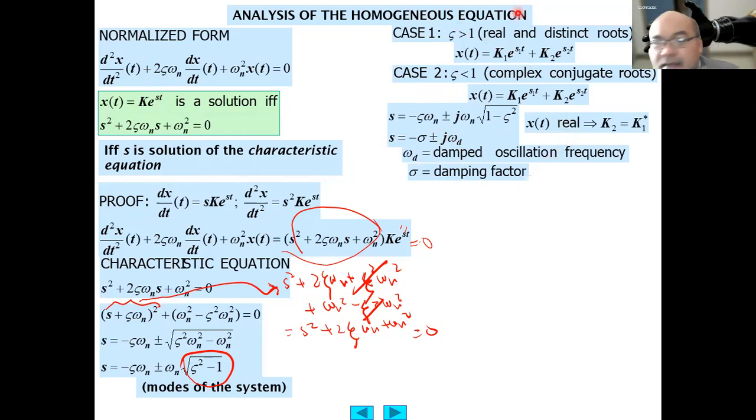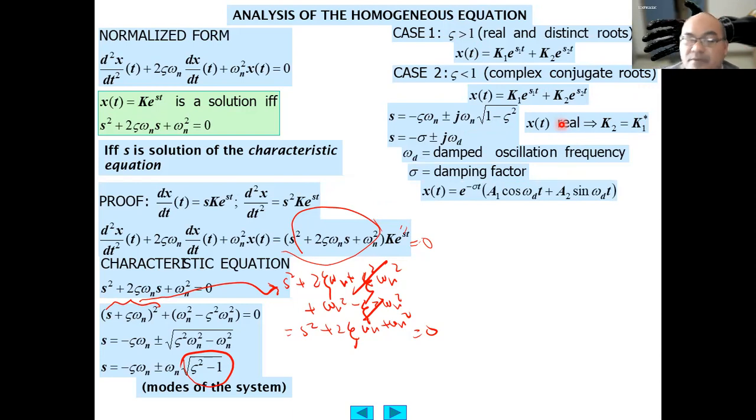So when x(t) is real, here K2 is the conjugate of K1. Conjugate means that if K1, for example, is minus sigma plus j omega d, K2 will be minus sigma minus j omega d. They will be in the upper part and the lower part of the complex plane. So x(t) here, since it is in conjugate, we can express it in cosine and sine.